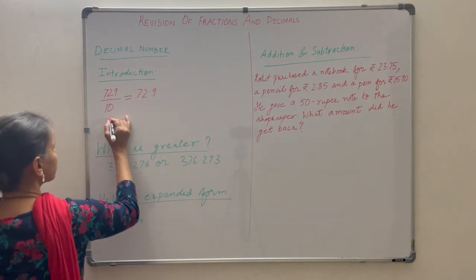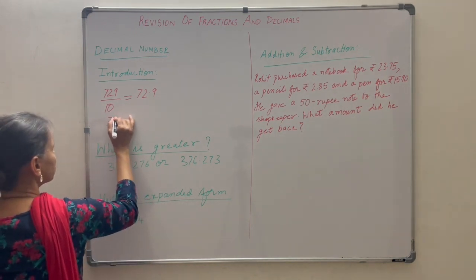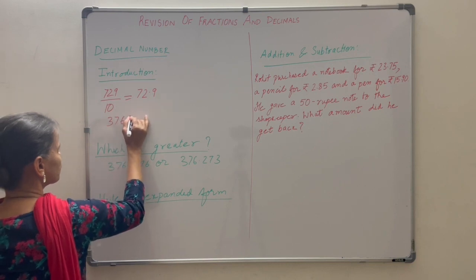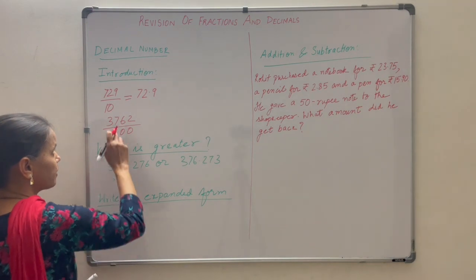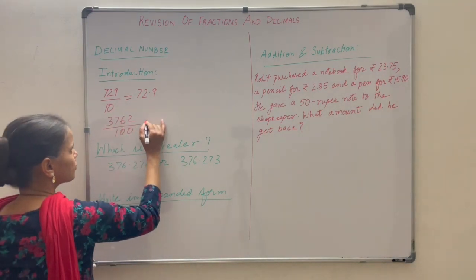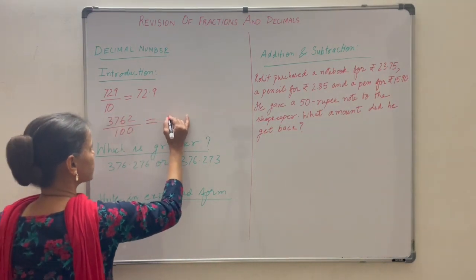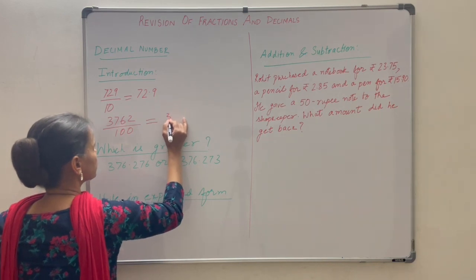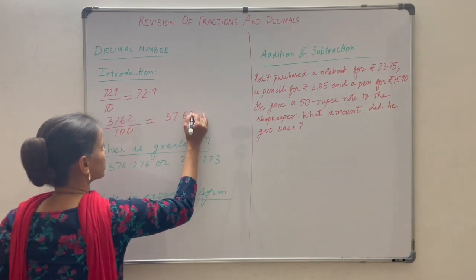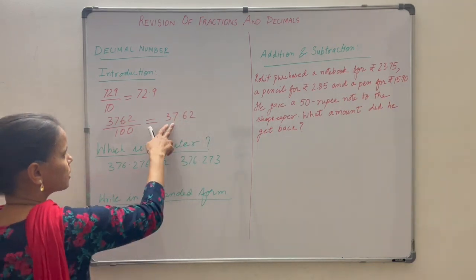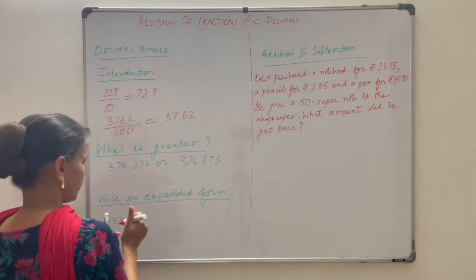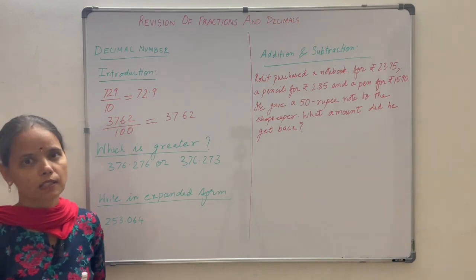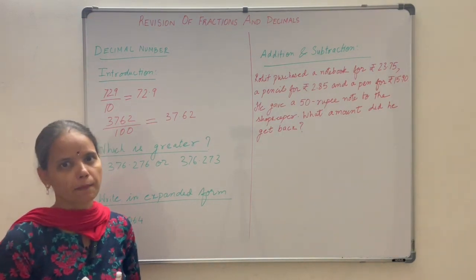Let us take one more example. 3762, if you divide this by 100, the denominator is 100. It's a multiple of 10. So this fraction also can be written as a decimal number. So this is 37.62. This is the whole part, this is called the decimal point, and this is the decimal part. Now let us see how to compare decimal numbers.